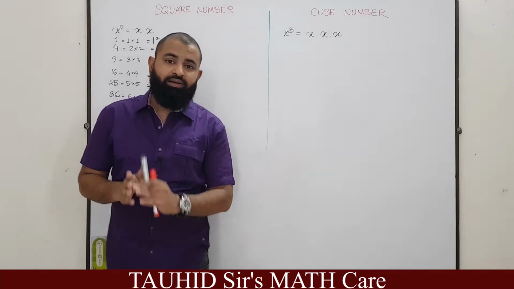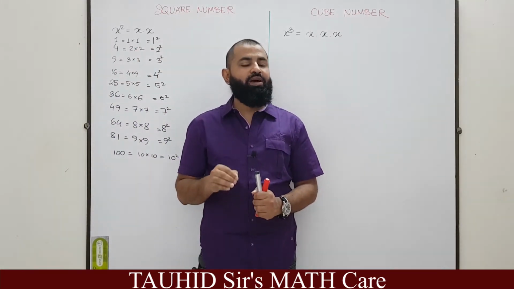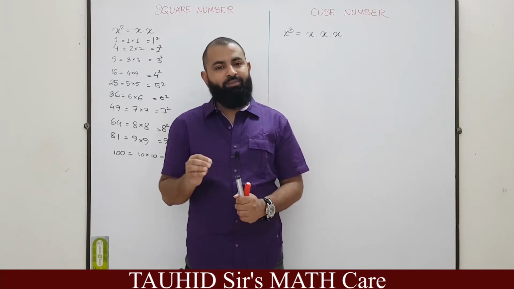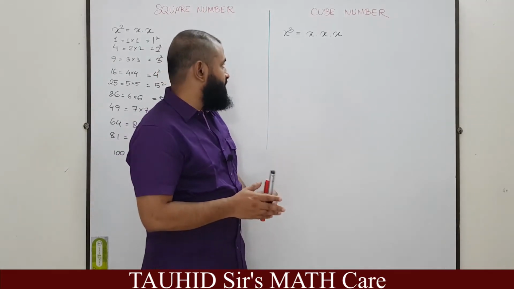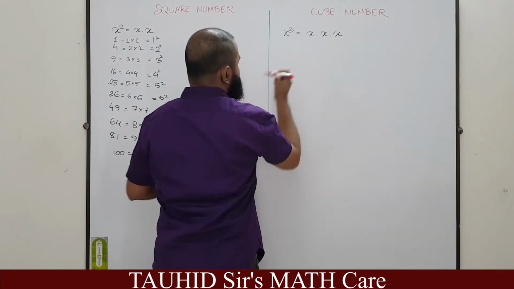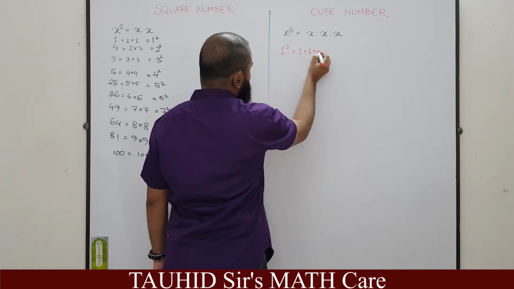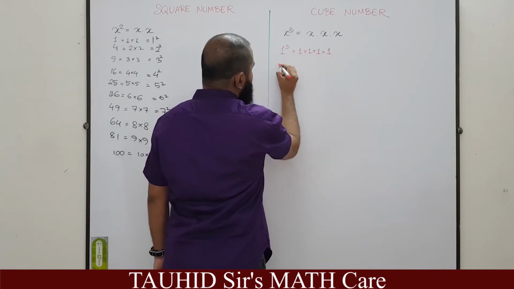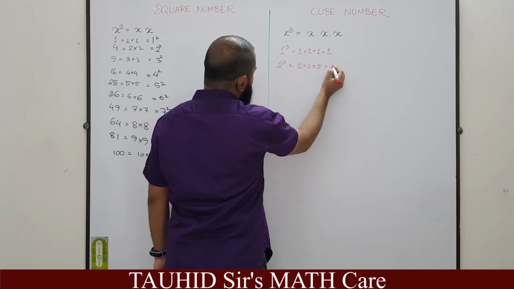In the same pattern, cube numbers are those numbers obtained when a number is multiplied by itself and multiplied by itself again. Then we call it a cube number. x cube equal to x into x into x. So 1 cube means 1 into 1 into 1 equal to 1. 2 cube equal to 2 into 2 into 2 equal to 8.